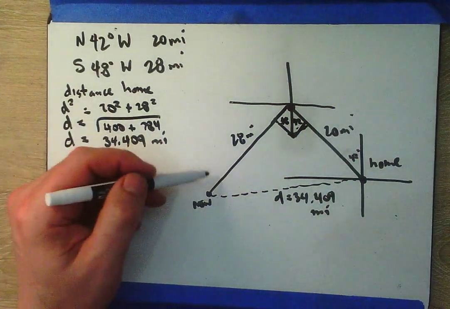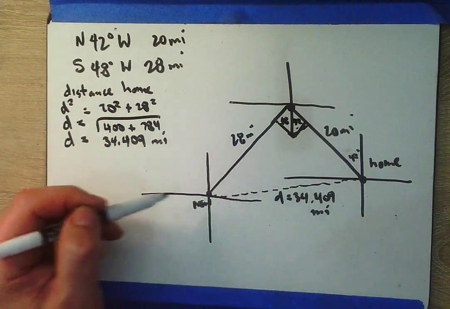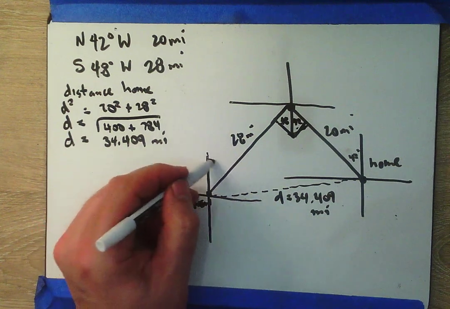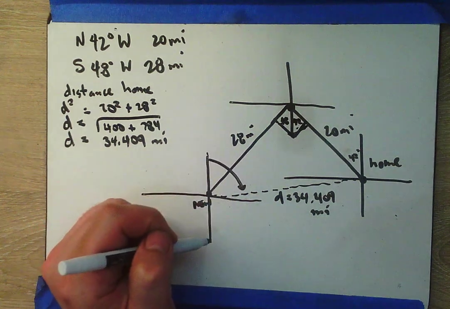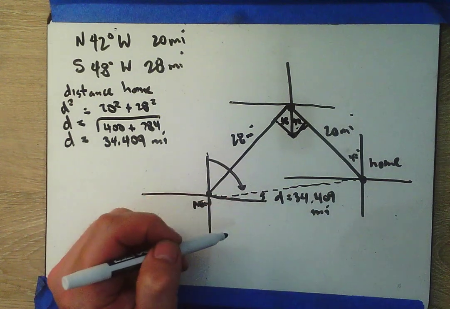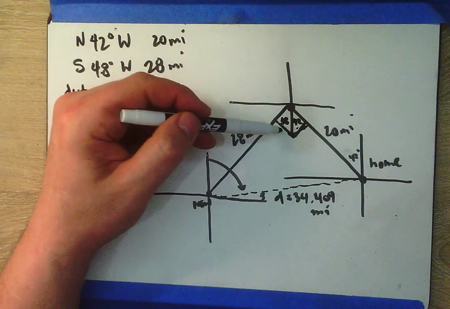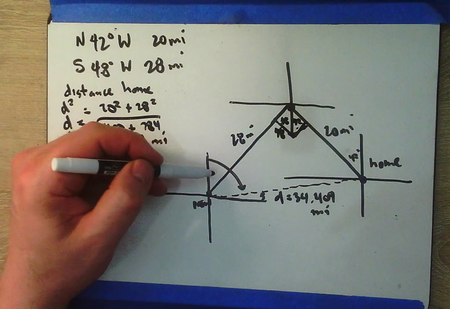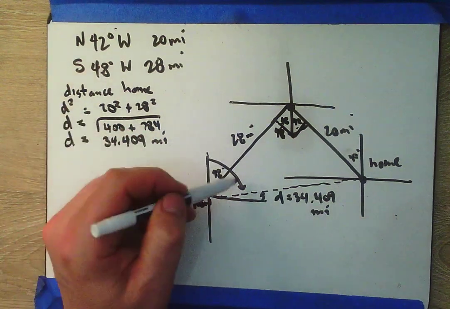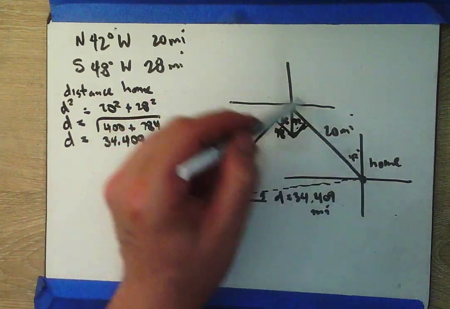But on what bearing? So I draw my compass rose where I am, and I notice that my bearing home is north that much east, or east that much north. Okay, we know from alternate interior angles, if this is 48, then this is 48. I'm going to use theta. Theta is the angle inside of this triangle.